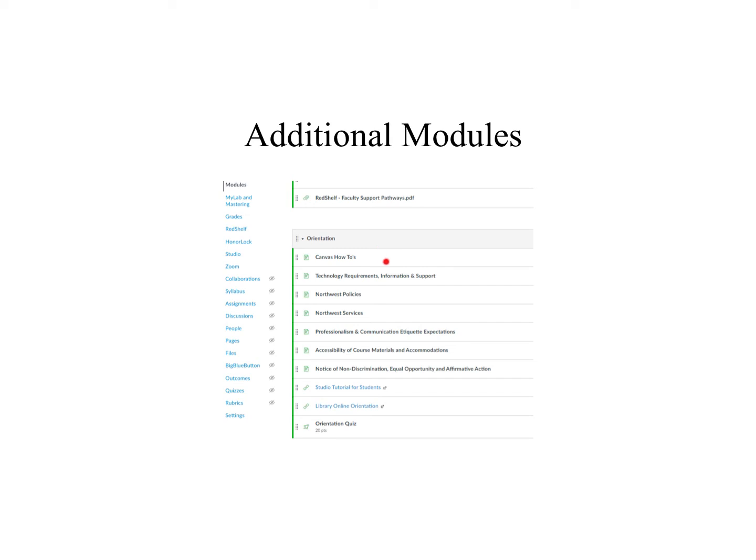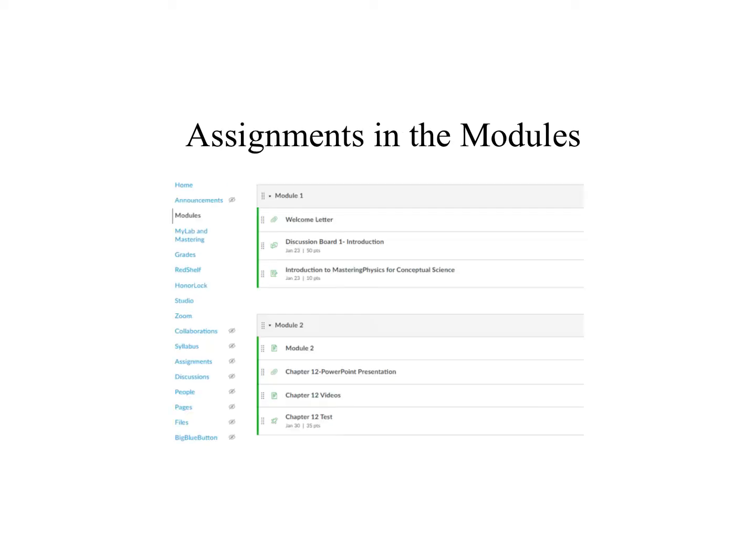Now, if you've been at Northwest before, you've probably had to go through this, but if not, you can go through these documents. It tells you all the policies that are important for you to know as a student at Northwest. And there's a little orientation quiz that you can take here, and that will make sure that you understand all the most important policies for being successful in the course. Now, scrolling down in the modules page, you'll finally find the things that you really need to know.